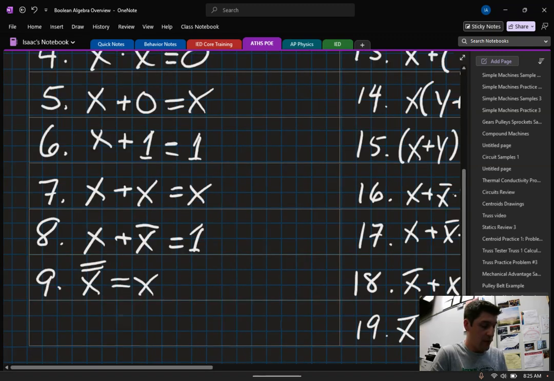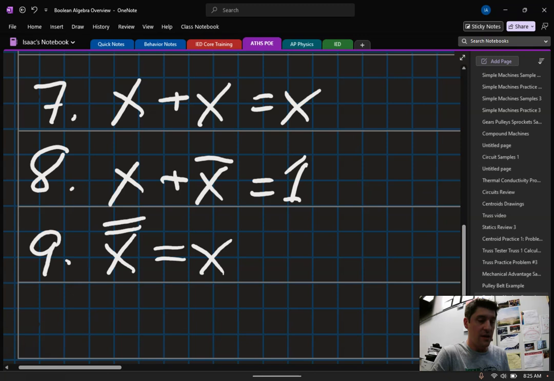Okay, so number 9 is a little bit different. This is a double inverted theorem. So this tells us that if we invert something twice, we will get the original back. This is kind of like squaring a square root, right? We're kind of canceling out that inversion, or taking the negative of a negative number in real math, right? So if I have x equals 1, and then I invert it, I get 0. If I invert it again, I get 1. So that's the double inversion theorem.